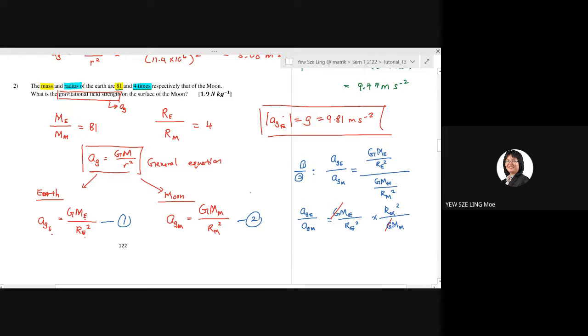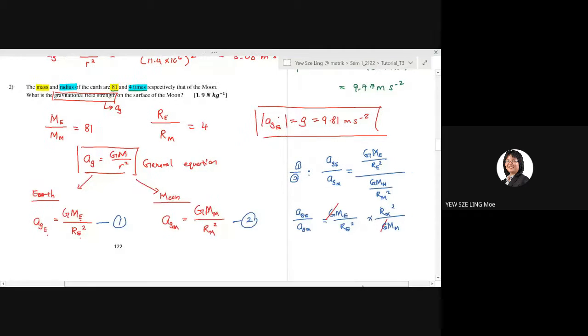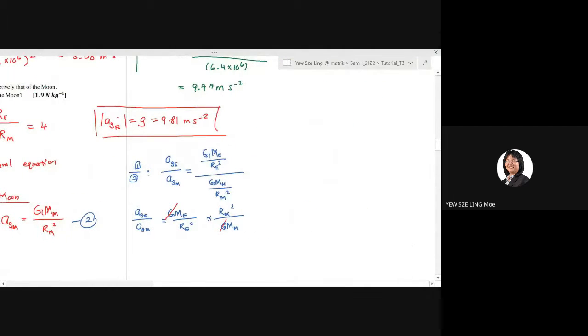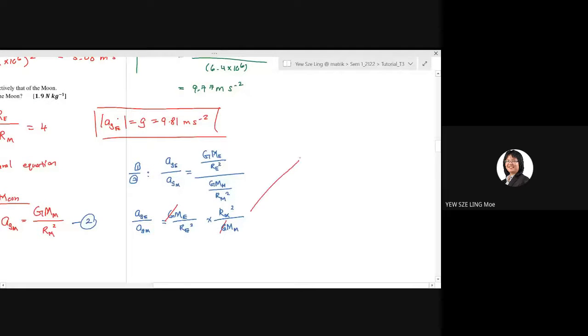Now, the remaining part, you have two ways to solve it. Yang seterusnya, kamu ada dua cara untuk solve dia. So, how to solve it? Now let's see how we are going to solve it. First method, kaedah pertama, I'm going to show you the first method first. So, method 1.